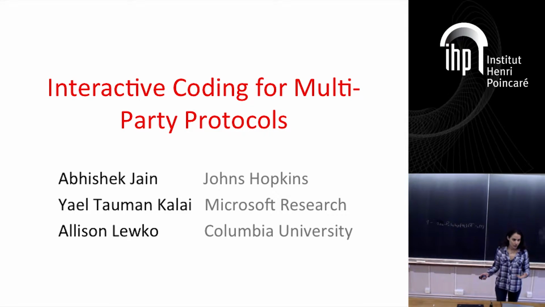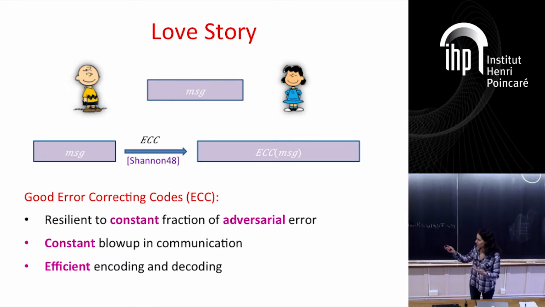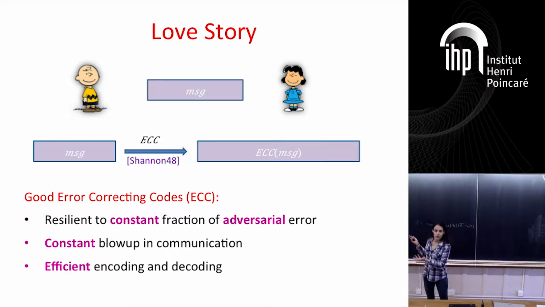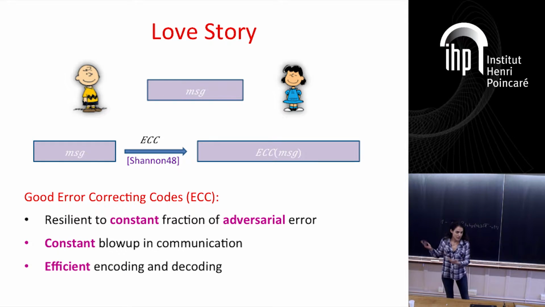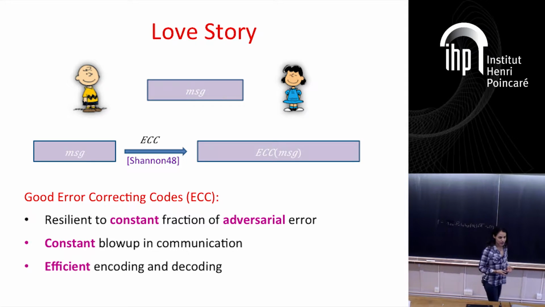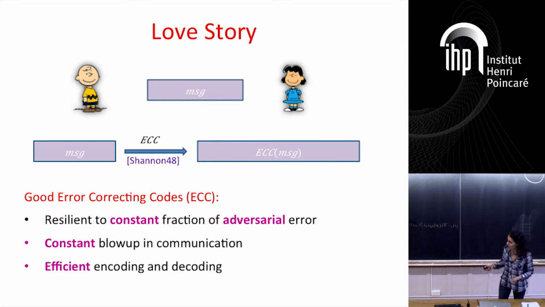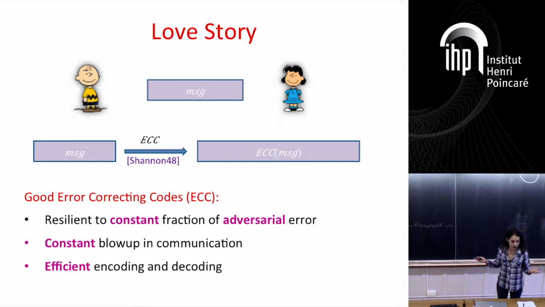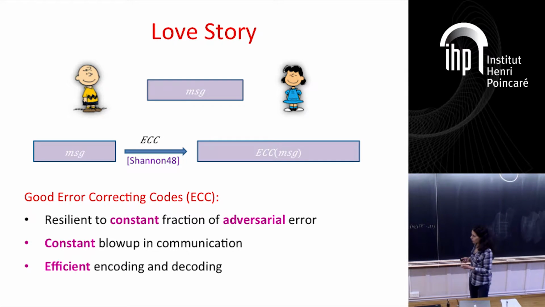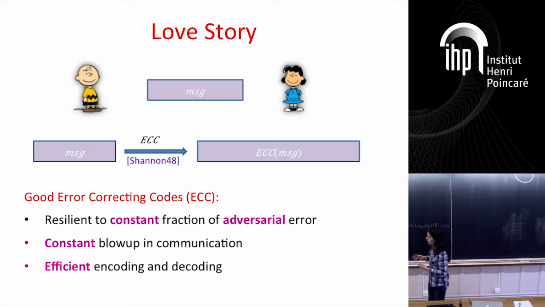Okay, so, we're in Paris, so I have to start again with my love story. Bob sends Alice a love letter, and we want to make sure that she decodes it correctly, that she reads correctly what he sent to her. That's what error correcting codes are good for: to correct errors from these love letters.